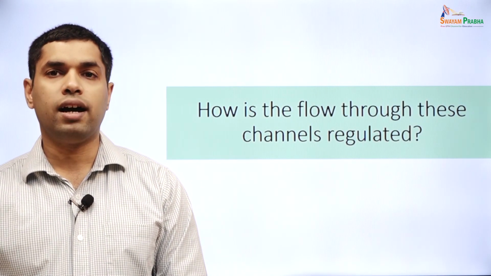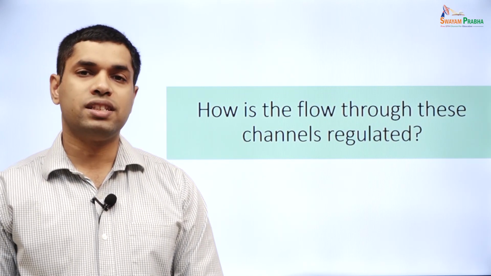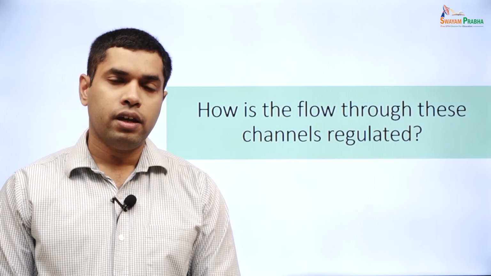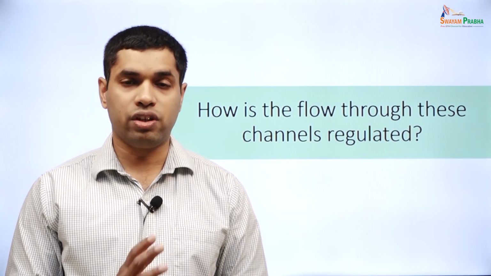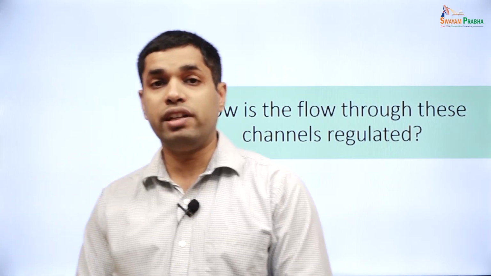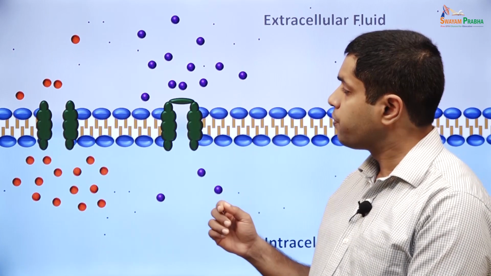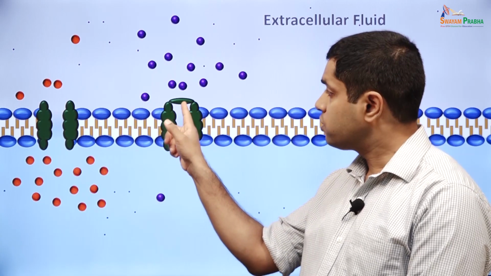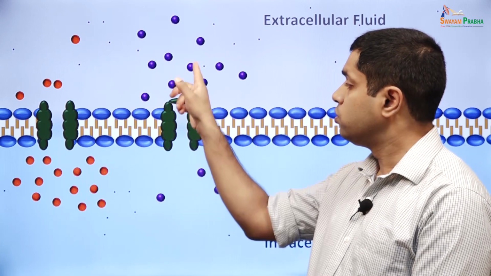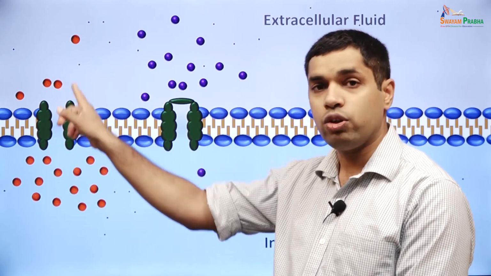We will now look at how the flow of ions through these channels is regulated. This is sometimes called gating. We can broadly divide ion channels into channels that are regulated or gated, or channels that are not regulated or non-gated channels. What do we mean by a gate? When we talk about a gate, we're talking about some structural component on the channel that regulates flow through the channel. A non-gated channel does not regulate the flow of ions through it.